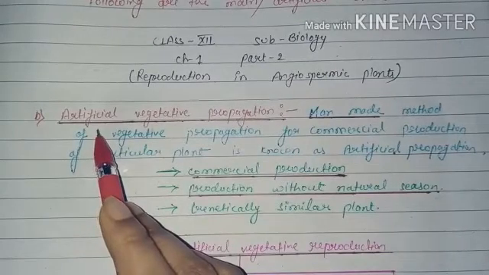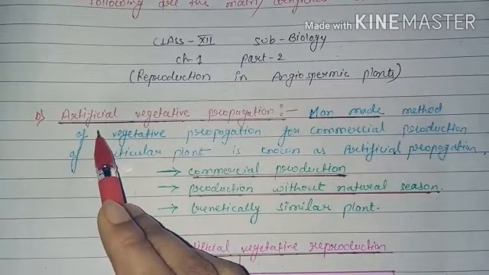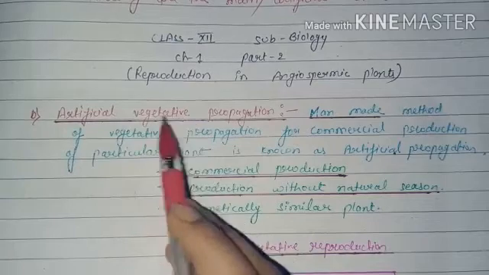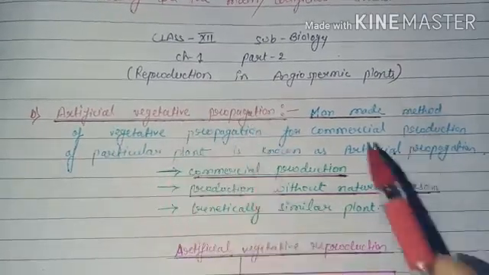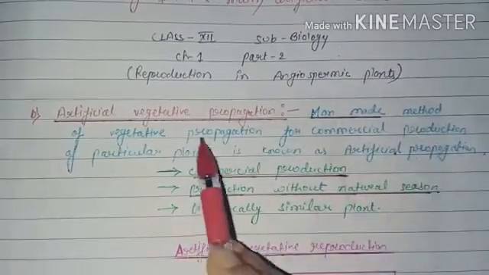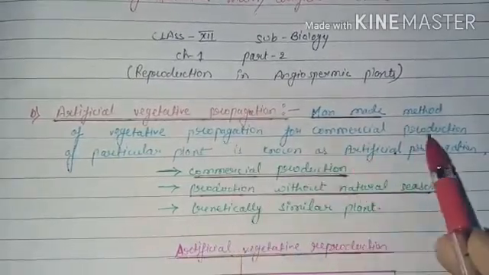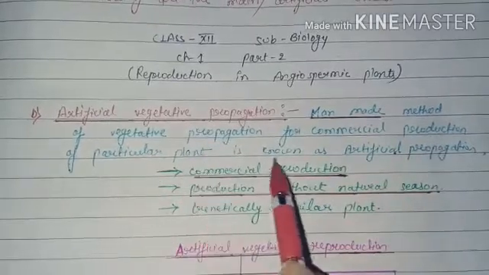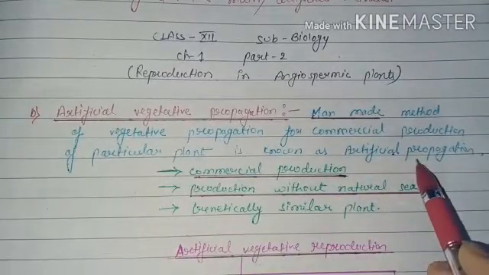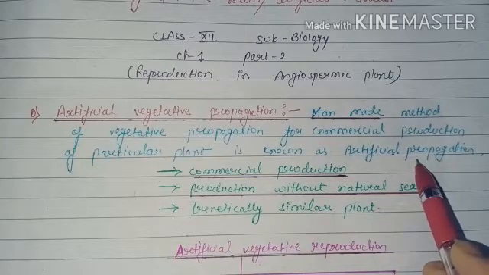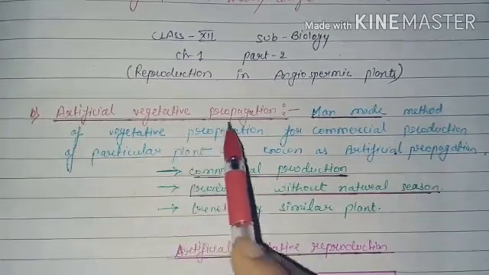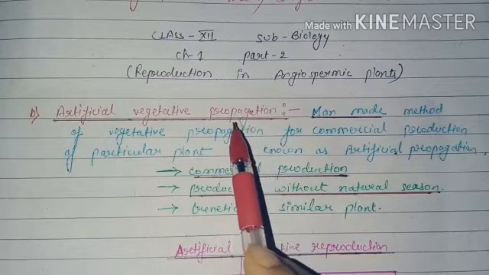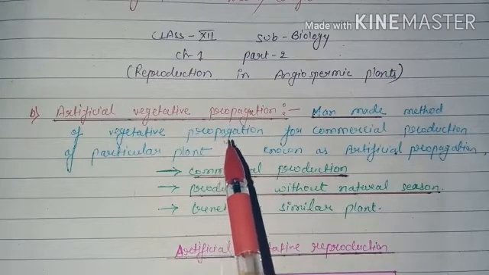Artificial means where human beings are involved. So that type of vegetative propagation where human beings are involved is known as artificial vegetative propagation. Definition: man-made method of vegetative propagation for commercial production of a particular plant is known as artificial propagation. If we want any particular species or plant in large amounts, we can do artificial vegetative propagation and we get the desired plant as we want.